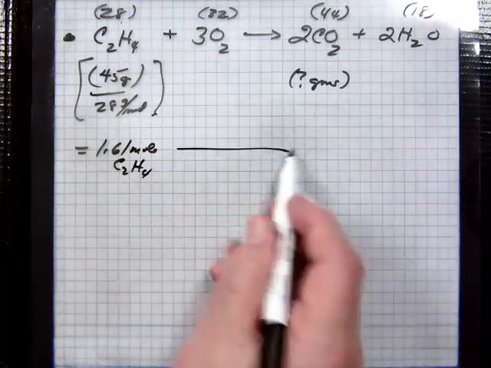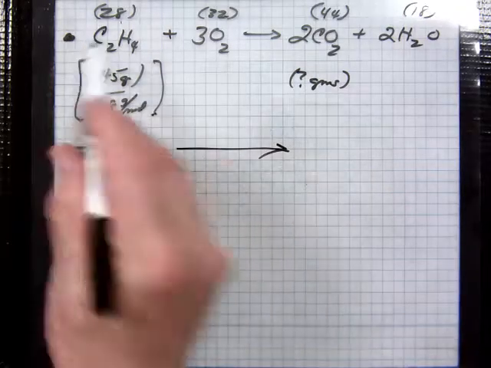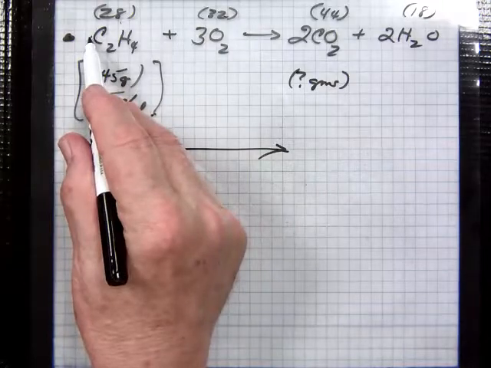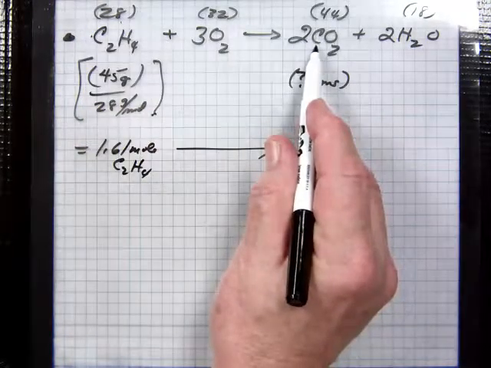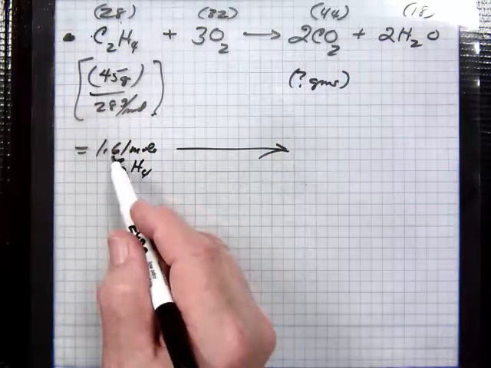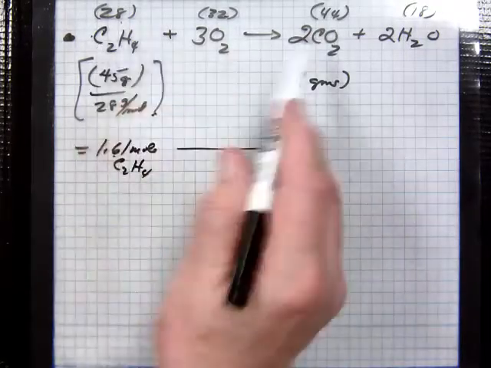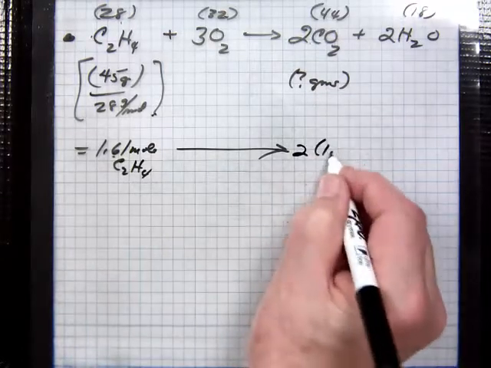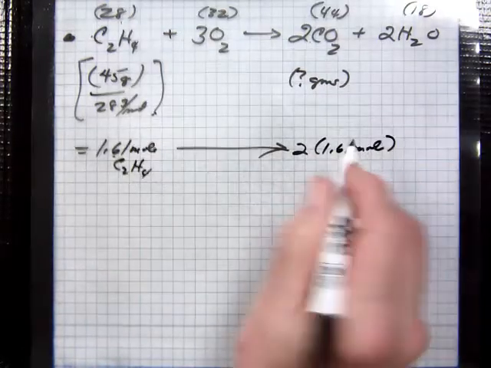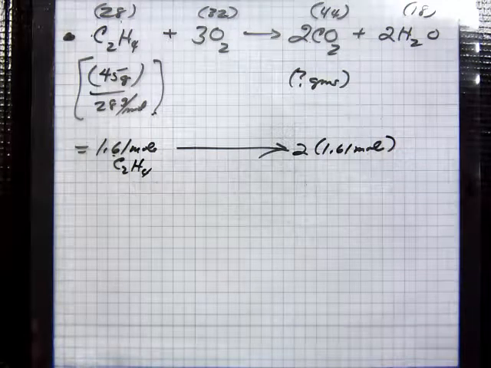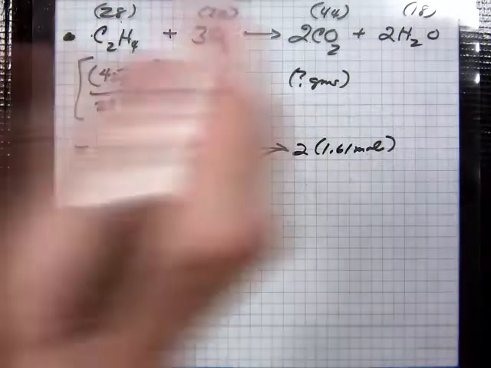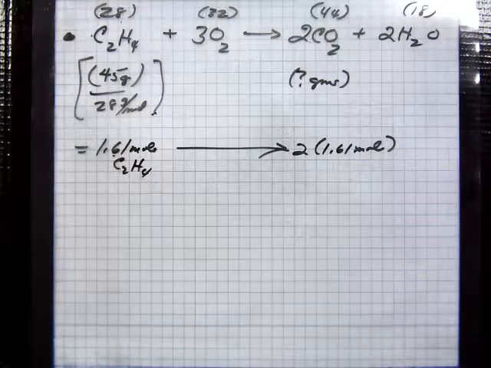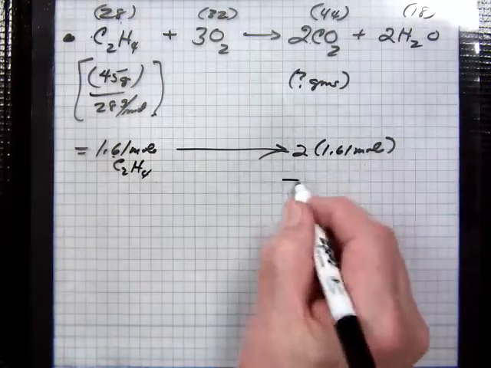Now, how many moles will be produced over here? Well, compare the coefficients. If 1 is on the ethylene and 2 is on the CO2, that means I have to double the moles. 1 mole will give you 2 moles. So if I got 1.61 mole, then I'm going to get 2 times 1.61 mole. The coefficients tell you how to scale it up or scale it down. You may be going from high number to low number. I'll show you that in a minute.